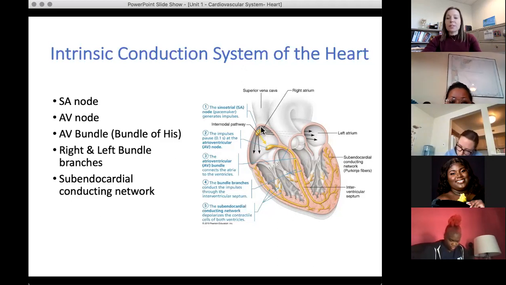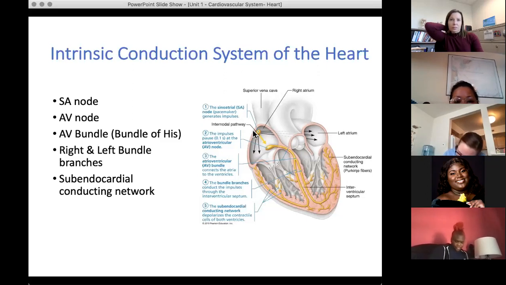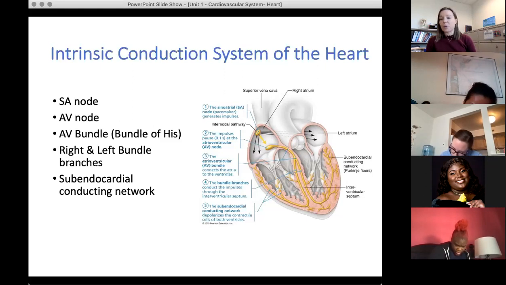And then for the location, you can see that on the diagram. It's in the upper portion of the right atrium. This is the part that's actually generating the action potentials, and it generates them roughly 75 times per minute. So that's your heartbeat. Your average heart rate, or how many beats per minute, is about 75 per minute for the average person. That is because the SA node is generating that many action potentials per minute.